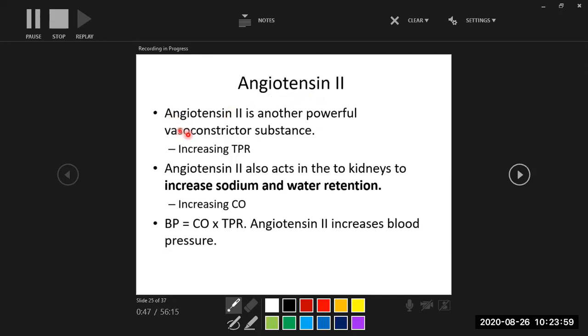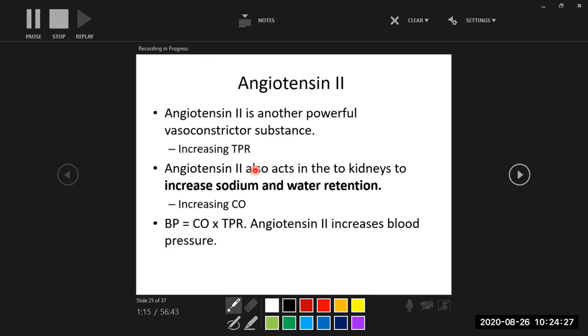It causes vasoconstriction, okay? If I have a list of molecules showing which one is a vasodilator and which one is a vasoconstrictor, angiotensin II is a vasoconstrictor. And that increases the TPR. And this is systemic throughout the entire body. And that basically will increase the blood pressure.